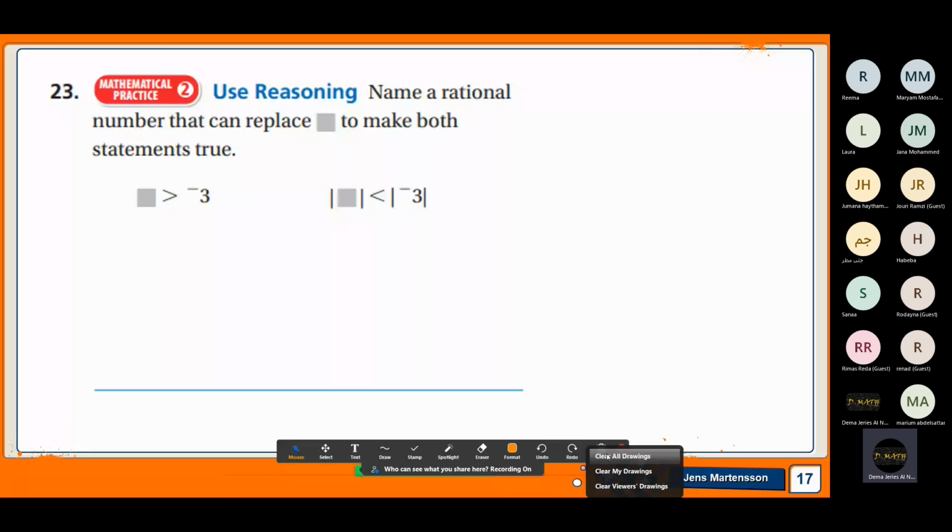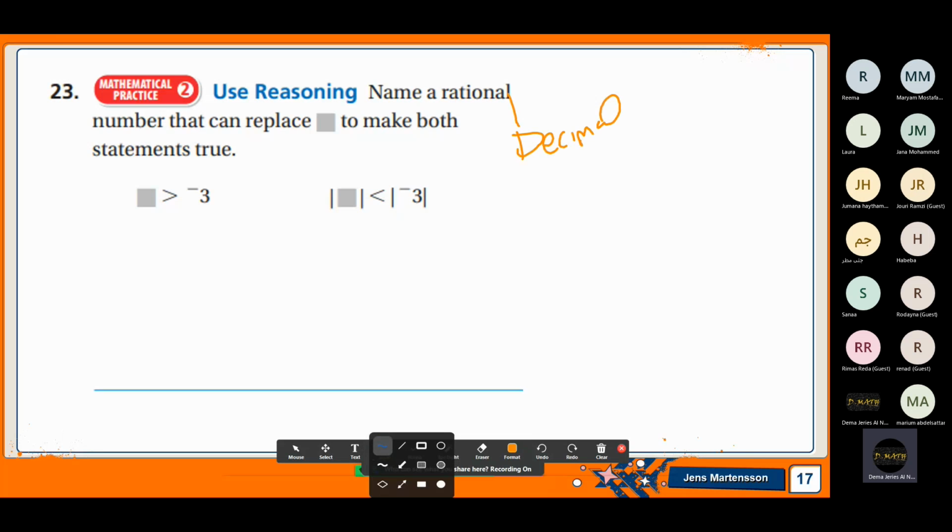Now, after Rudaina, let's call Salma. Salma, are you here? Yes, teacher, I'm here. Yes, Sana. Name a rational number. What do I mean by rational? Rational could be a decimal, it could be a fraction, it could be positive, or it could be negative.